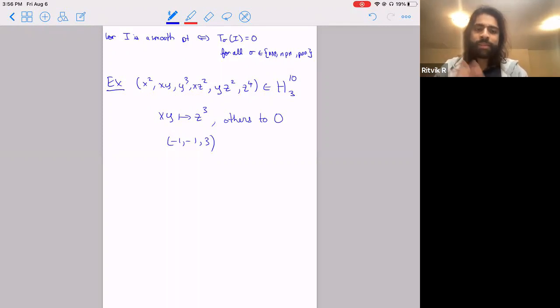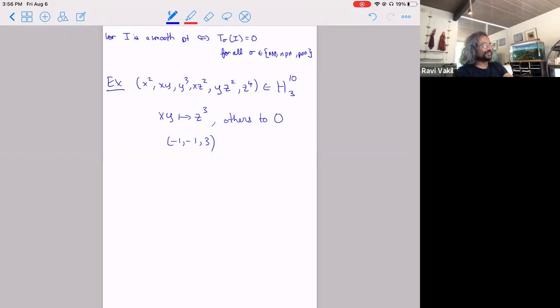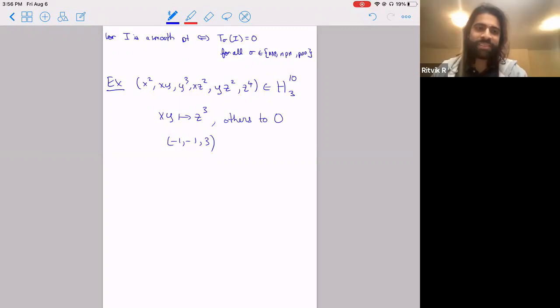So this is one use of it. Another use of this: you know nothing about the ideal, you have a tangent vector, and that's all you know. And then, bingo, it's not smooth. That's right, yeah.